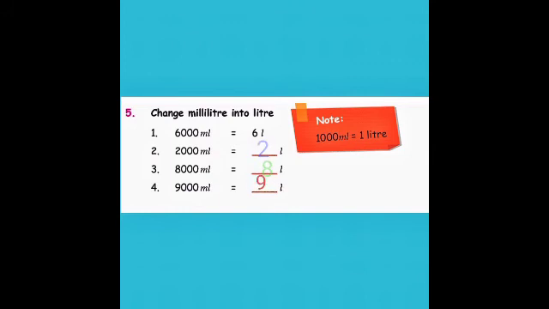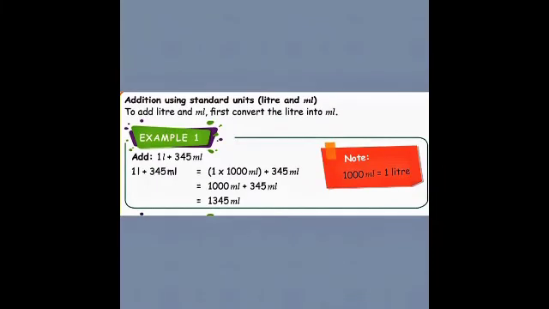Okay ma'am. Let's see addition using standard units. What are the standard units? Liter and milliliter. To add liter and milliliter, first convert liter into milliliter. We want to convert the liter into milliliter, and only then should we add. Let's see an example, then you can understand the sum. First add 1 liter plus 345 milliliter. We know that 1000 milliliter is equal to 1 liter. Here we have 1 liter and 345 milliliter.